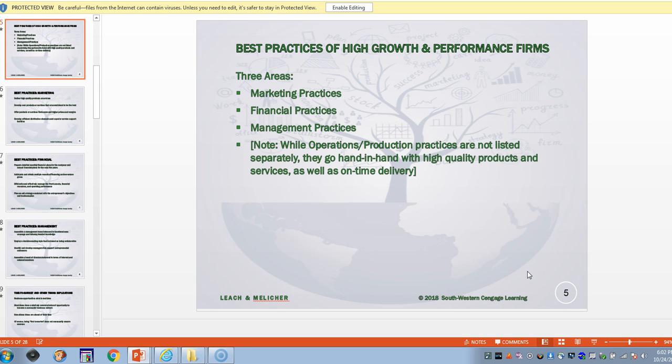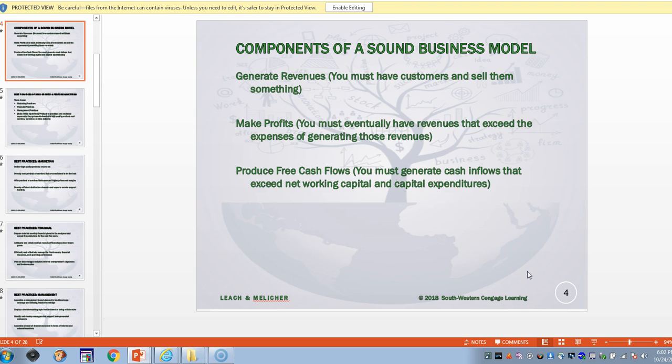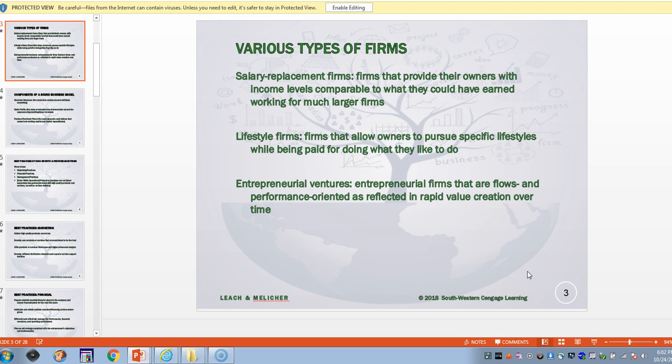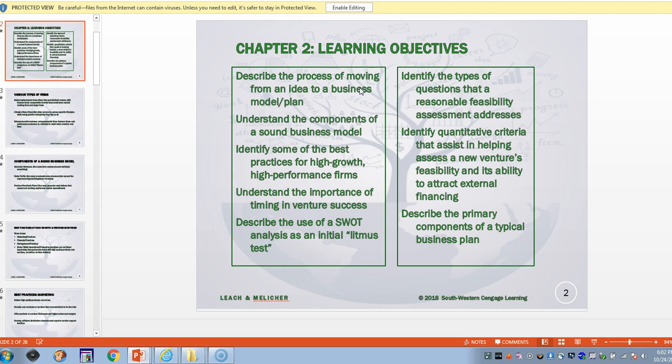All right, so there's 3 areas that have concentration: best practices, marketing, financial, and management. And we want to generate revenues. And this is important: different types of firms. You should know which one goes with which. I can mix them up.